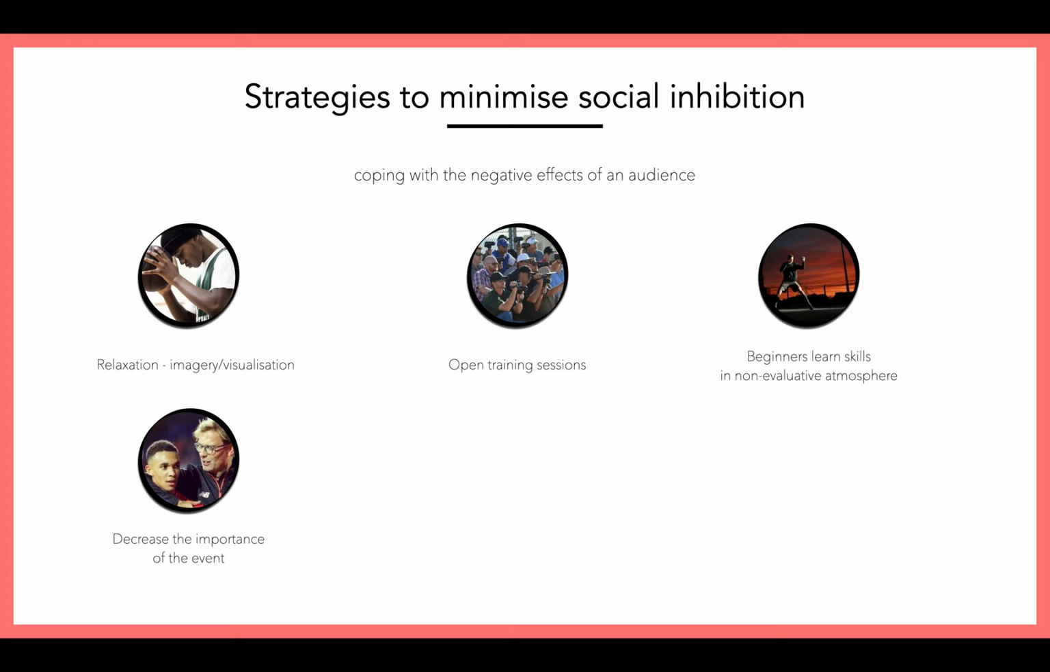Decrease the importance of the event. So in the image there, we've got Jurgen Klopp with his arm around Trent before his debut. Just, you know, telling him to go enjoy his game. He doesn't need to worry about whether Liverpool are going to win or not. Just go out there to your first match, enjoy yourself. So decrease the importance. And finally, support from other teammates.